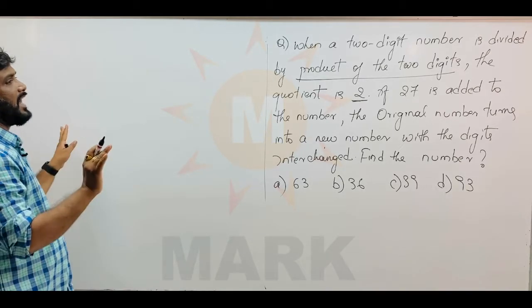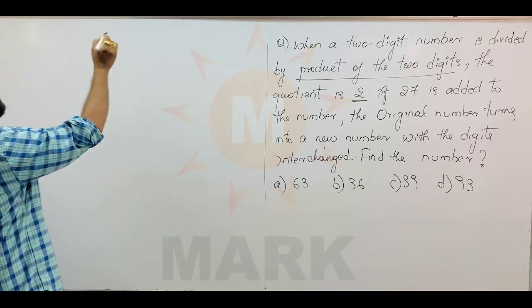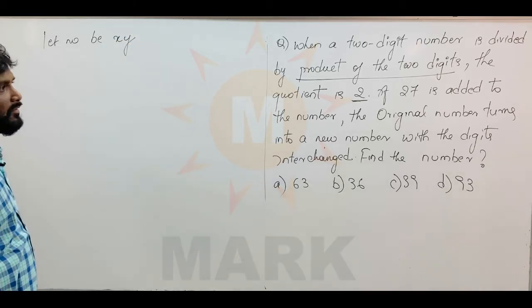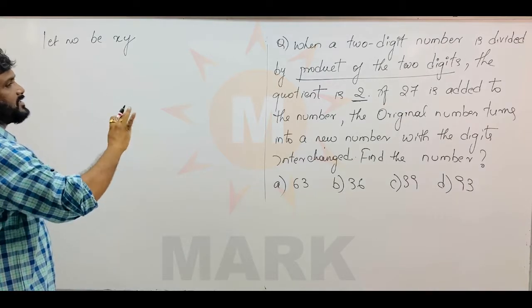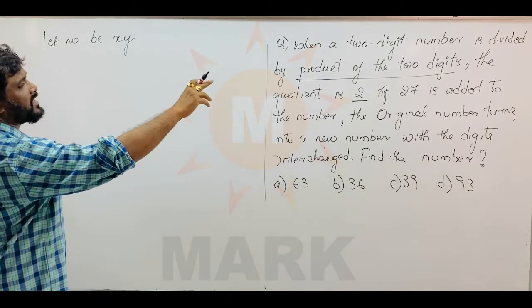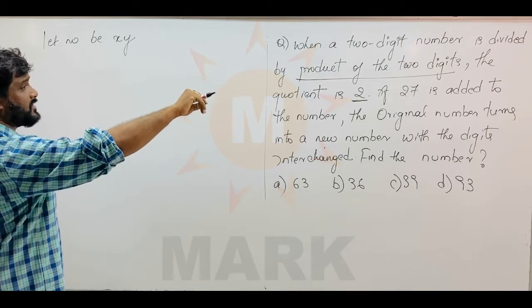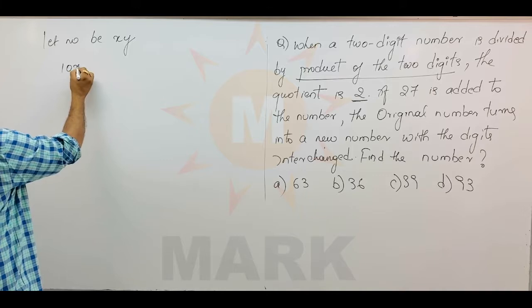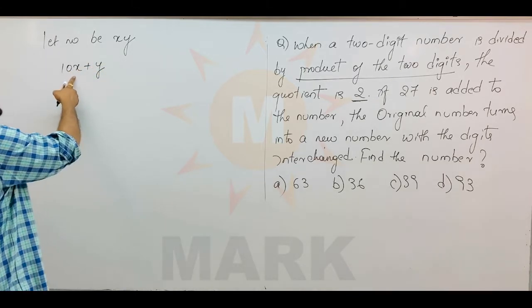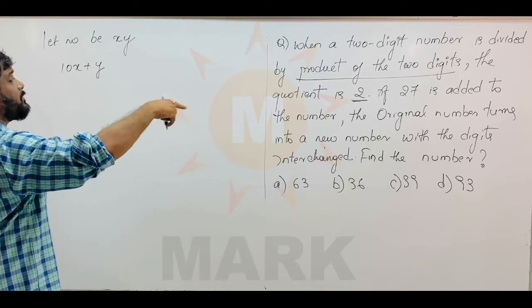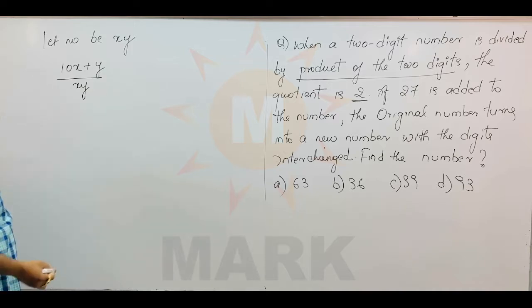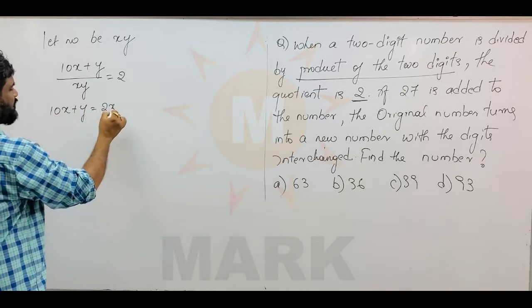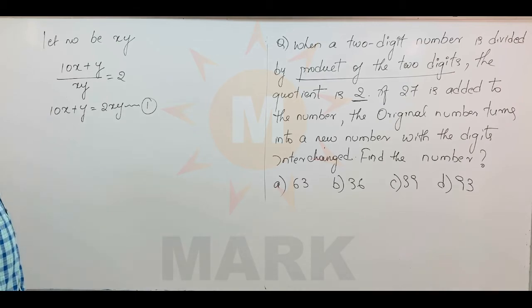Now clearly, let us suppose the number is xy, where x is a digit and y is a digit, and xy is the 2-digit number. He is saying that when the 2-digit number is divided by the product of the 2 digits, what would be the full value of that number? It is 10x plus y, where x is in the tens place, 10x, and y is in the units place. When it is divided by the product of the 2 digits, that means xy, the quotient is 2. So we can write 10x plus y is equal to 2xy, which is equation number 1, my dear friends.